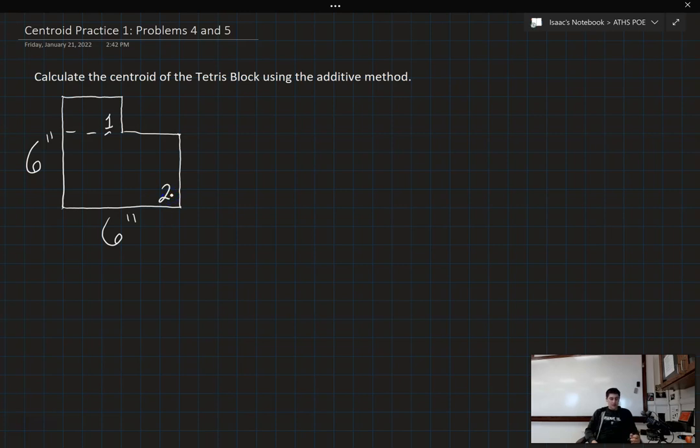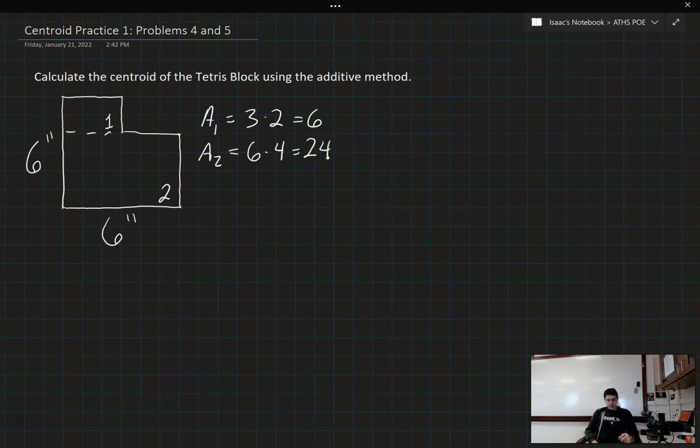Step number 2 is to calculate the area of each of these shapes. Since these are both rectangles, this should be pretty easy. So the area of shape number 1 is going to be equal to the base of that shape times the height of that shape. This top block has a base of 3 and a height of 2, so 3 times 2 is going to give me 6. For the bottom block, area 2, we have a total base of 6 inches and a height of 4 inches. So 6 times 4 is going to give me 24.